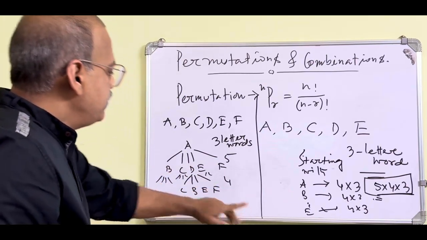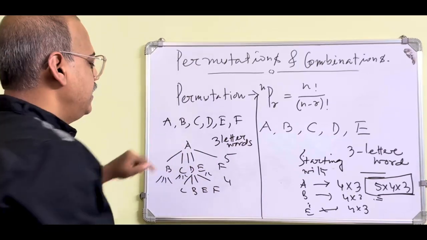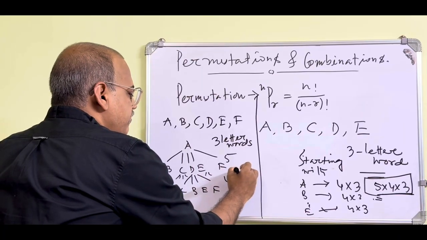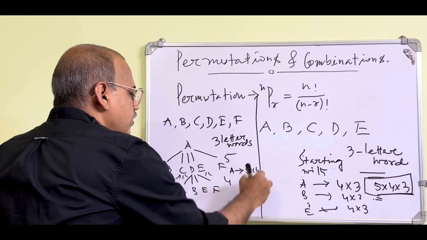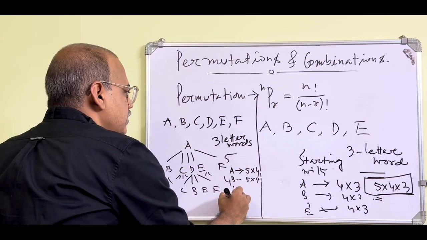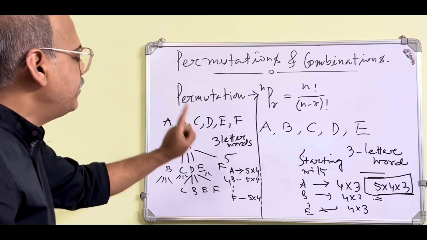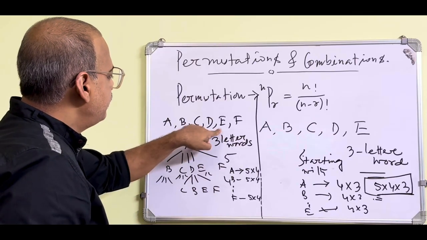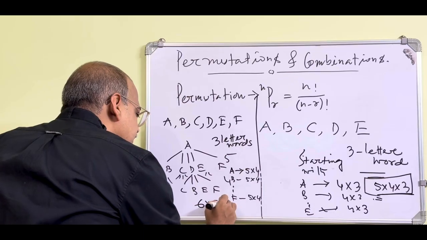So how many such 3-letter words can I form with A? With A, we have 5 times 4. For B as well, 5 times 4. Till F, 5 times 4. So the total number of 3-letter words I can form, with 1, 2, 3, 4, 5, 6 starting positions, has to be 6 times 5 times 4.